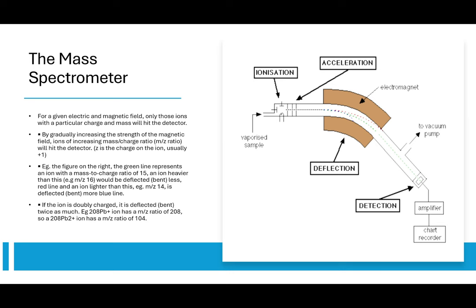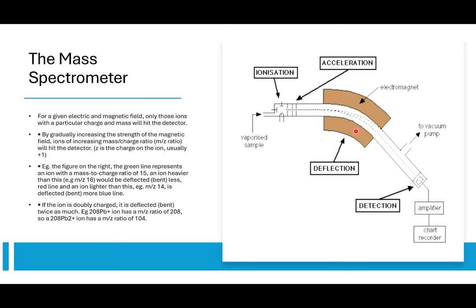So in the figure, the example there on the right, we have a green line that represents the ion with a mass to charge ratio of 15. Let me just get the pointer. So this green line going down the center would represent that mass to charge ratio of 15. An ion heavier than this, which would be probably 16, would be deflected or bent less. The red line is what we can use to highlight that. So the larger the ion or the larger the fragment, the less the deflection, and the lighter the fragment, the more the deflection.